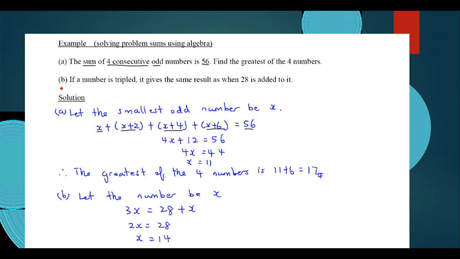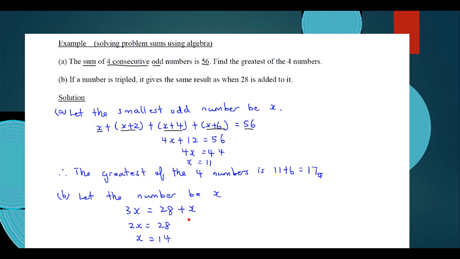Now let's move on to part B. If a number is tripled, it gives the same result as when 28 is added to it. Now as I've mentioned, we'll always let x be the answer. So let the number be x. So the number is being tripled. That would mean that x is multiplied by 3. So it's 3x equals to the same result as when 28 is added to it. So if 28 is added to x, I'll get 28 plus x. So it's the same result as 3x. So here I go, I form an equation.